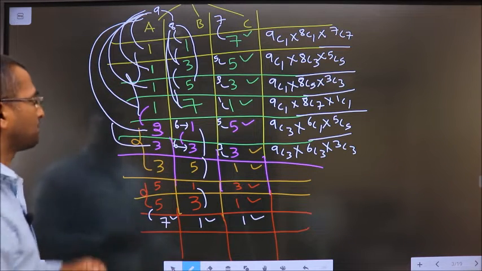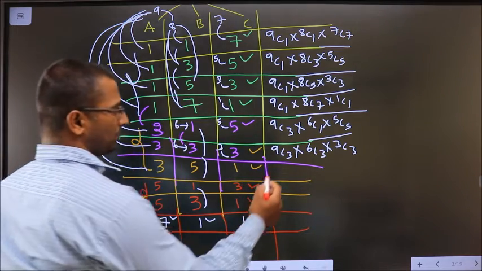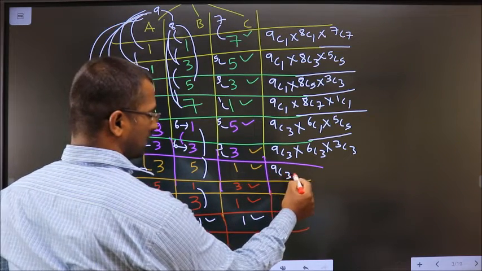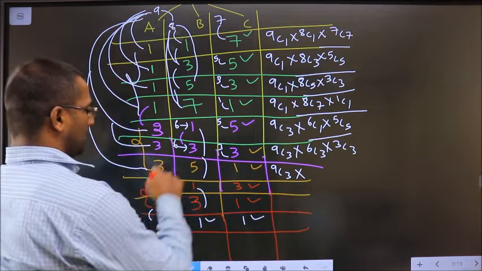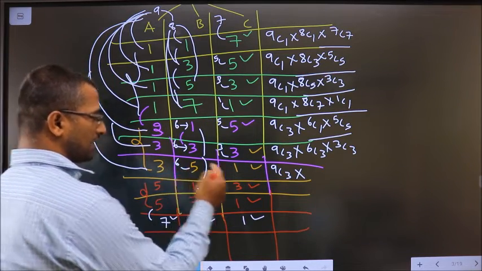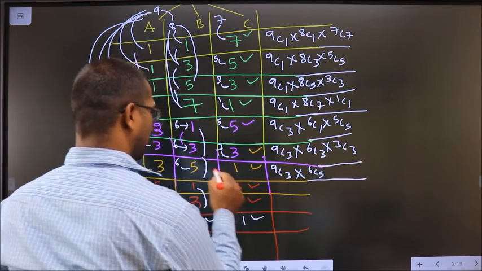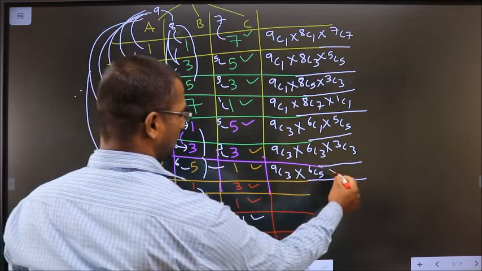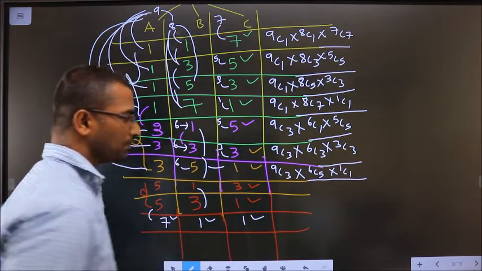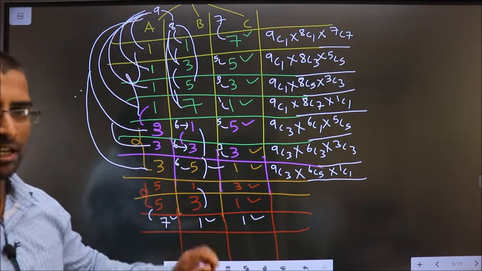Okay, next. From 9, you need to give 3 to A. That can be done in 9C3. Next, 9 minus 3 is 6. From 6 you need to give 5 to B, so 6C5. And the left out one is given to C in 1C1 ways. Did you understand? In a similar way, write for these three options.